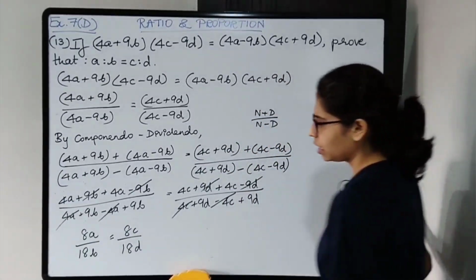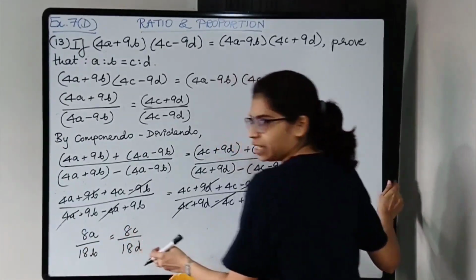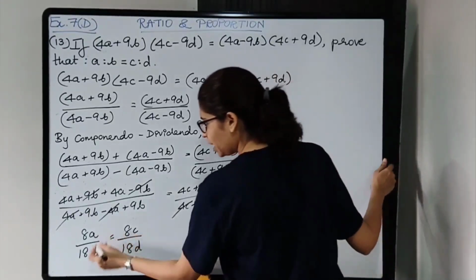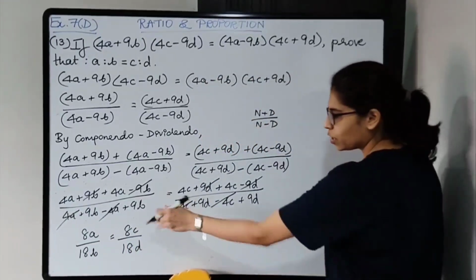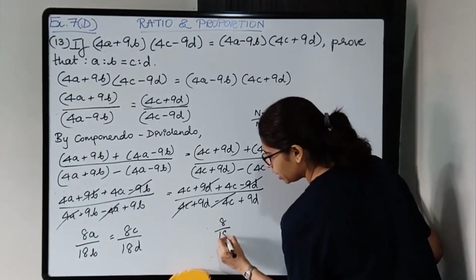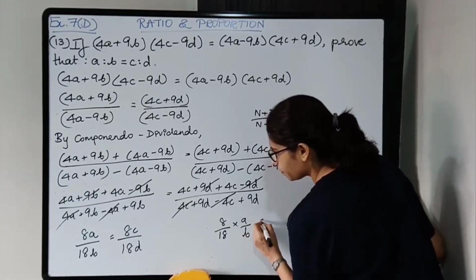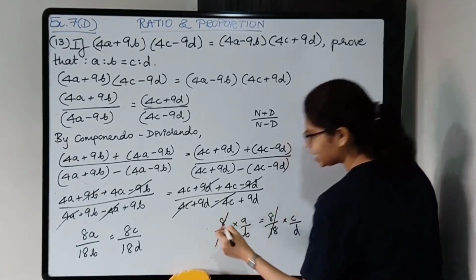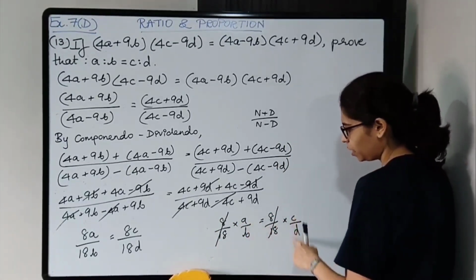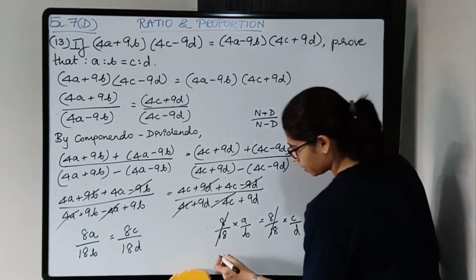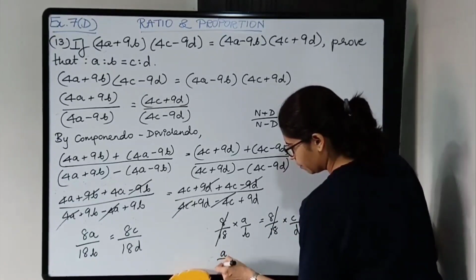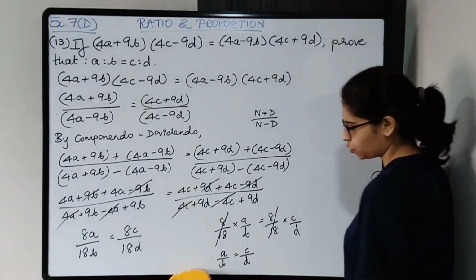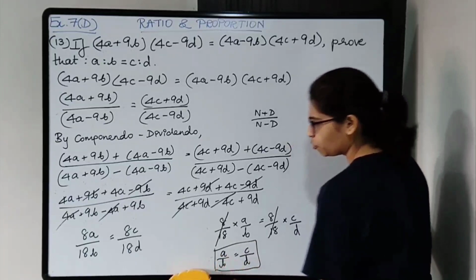8 upon 18, I can cancel on both the sides. So it will be a upon b equal to c upon d. From this only you will get, it is like 8 upon 18 into a upon b is equal to 8 upon 18 into c upon d. This is cancelled, so you are left with a upon b equal to c upon d. So it will be a upon b. Alright, so we proved this.